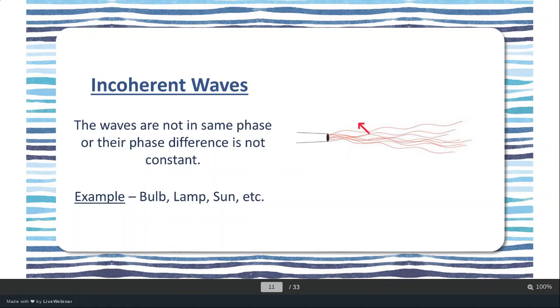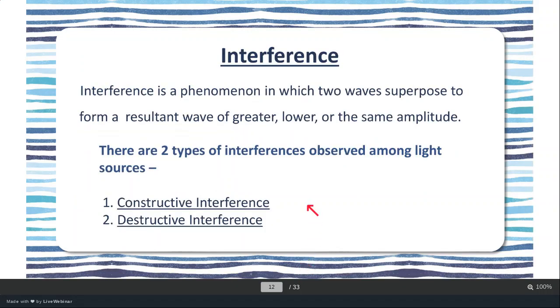So when we see these type of patterns out there, we say that these are incoherent waves, the waves which are not in the same phase with each other, or their phase difference is not constant. Now, interference. Interference is a phenomenon in which two waves superimpose to form a resultant wave of greater, lower, or the same amplitude. There are two types of interference observed among light sources: constructive interference and destructive interference.